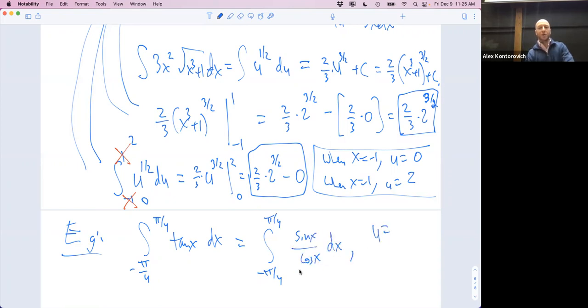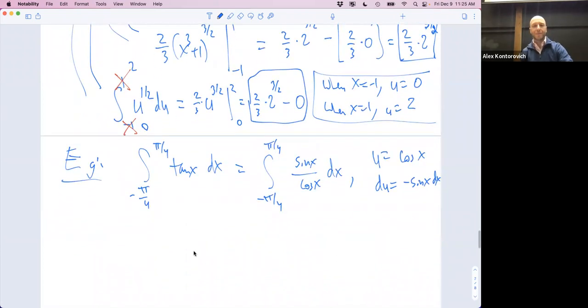The u substitution was the denominator, cos x. du is negative sine x dx. I'm just repeating what we did already. And so sine x dx is negative du. Cosine of x is u, and it's in the denominator. What's the new range of integration?